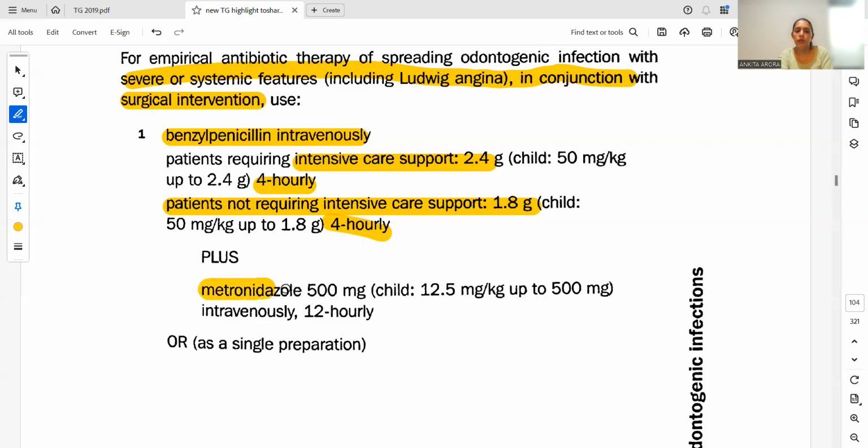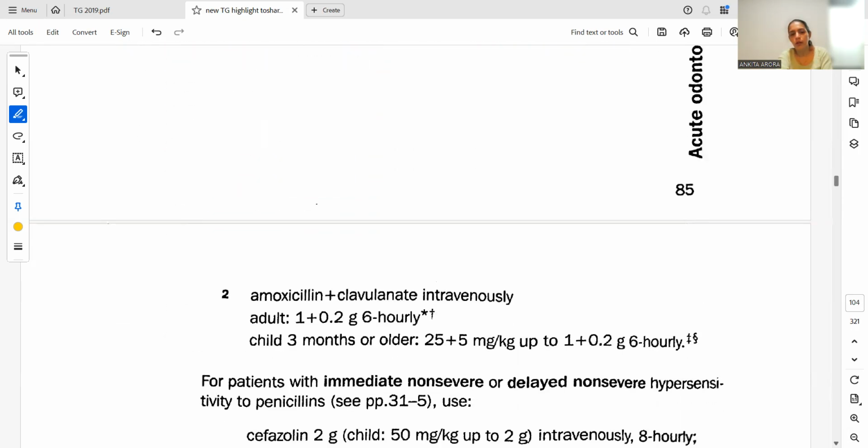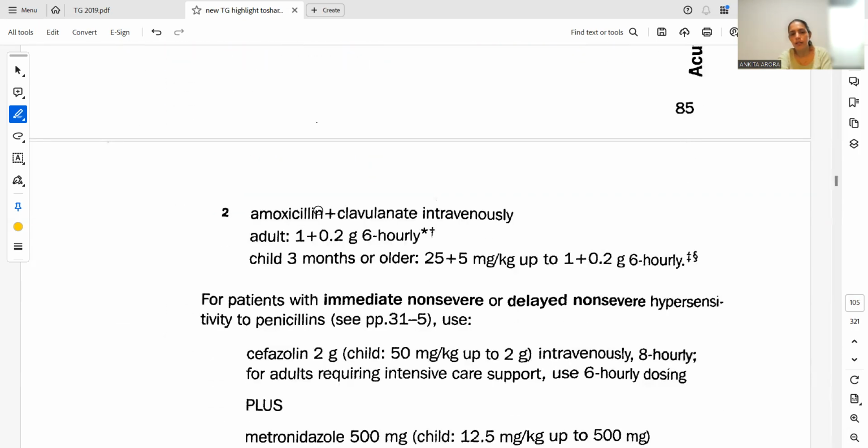Plus metronidazole, which is 500 milligram intravenously 12 hourly. Both are intravenous. Or as a single preparation, what you can give is amoxicillin-clavulanate intravenously. So here all the medicines are going intravenously.